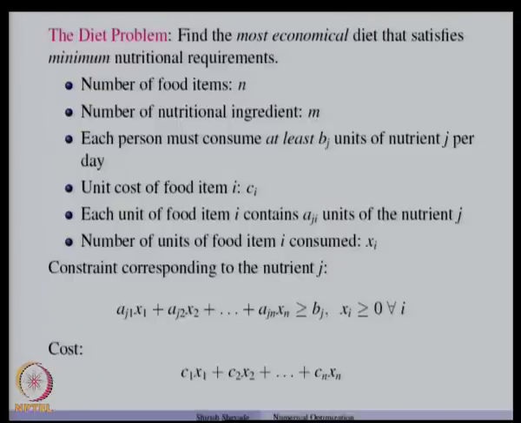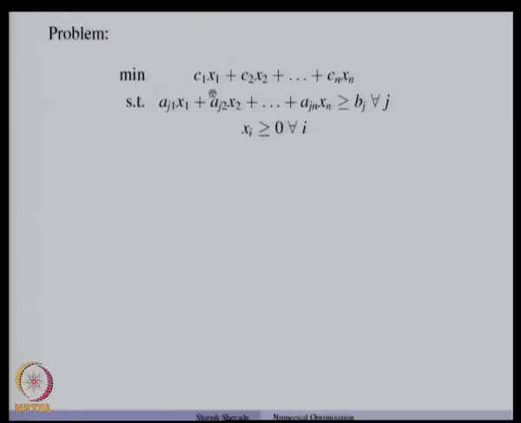So, the problem becomes: minimize C1 x1 plus C2 x2 up to Cn xn, subject to Aj1 x1 plus Aj2 x2 up to Ajn xn is greater than or equal to Bj for all j. This corresponds to the nutrient j, and this constraint needs to be satisfied for all nutrients that we need to consume, and there are non-negativity constraints on the variables x.